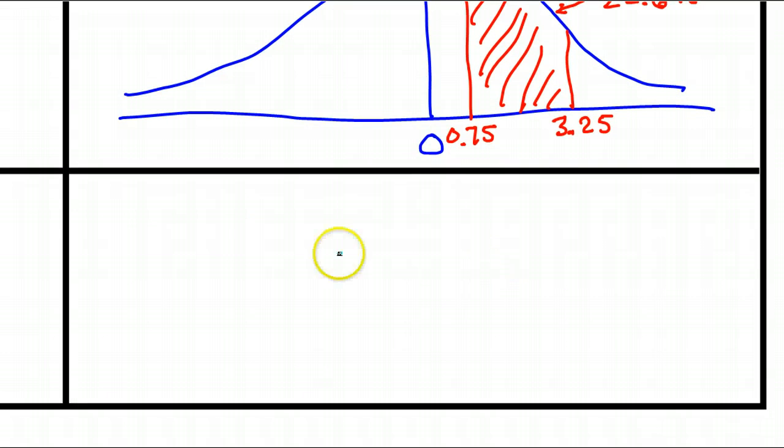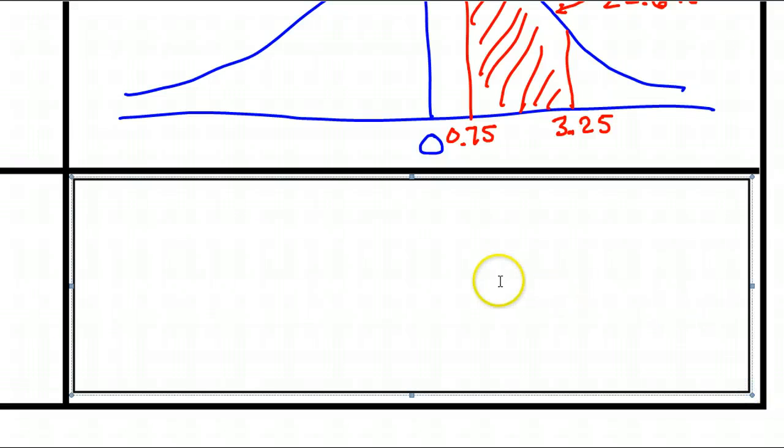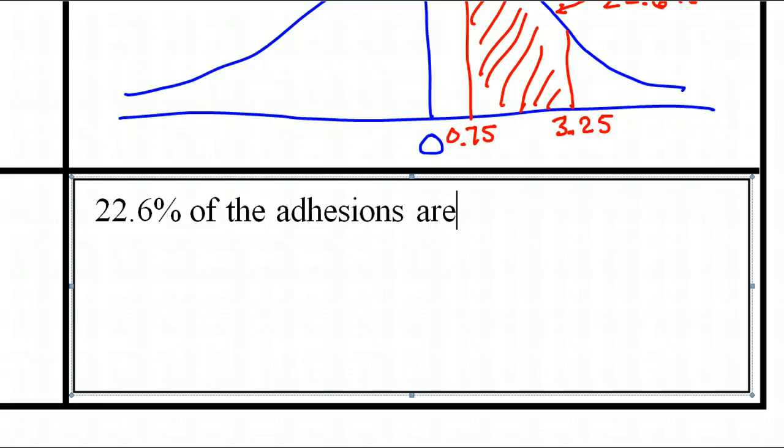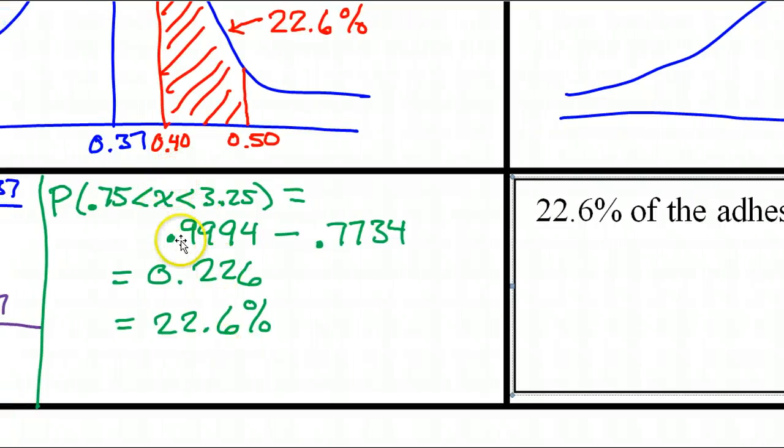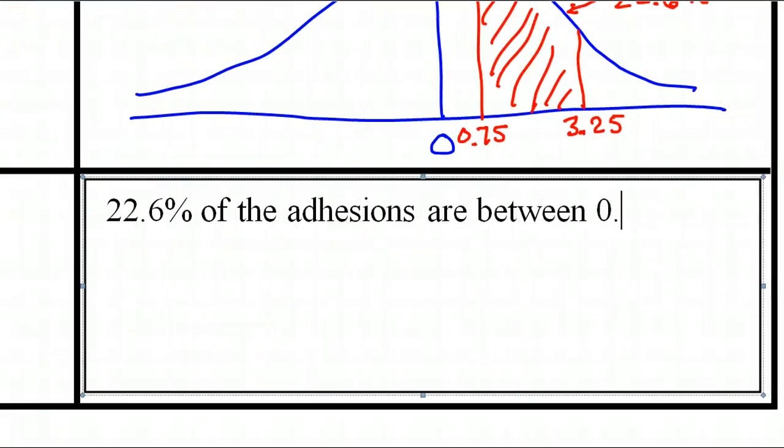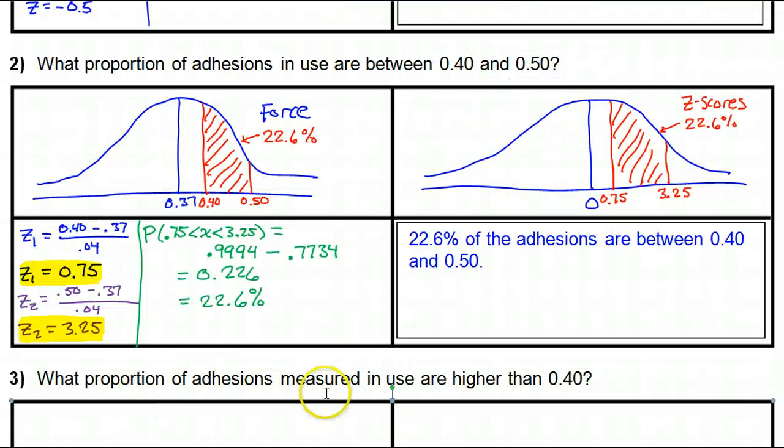Okay, now let us write our closing sentence. Alright, so 22.6% of the adhesions are between 0.40 and 0.50. And there you go.